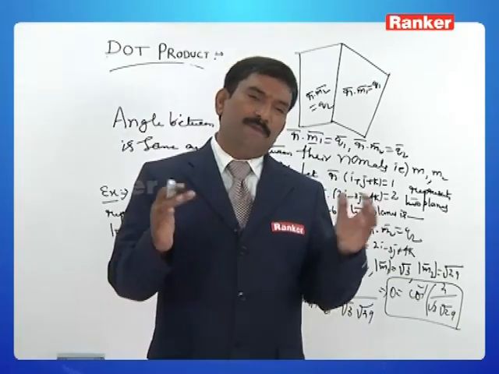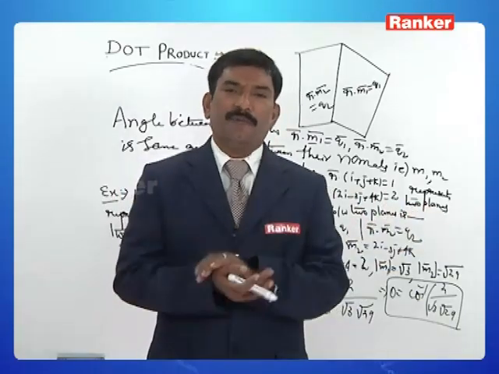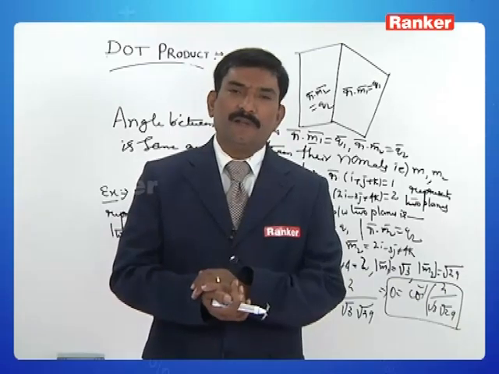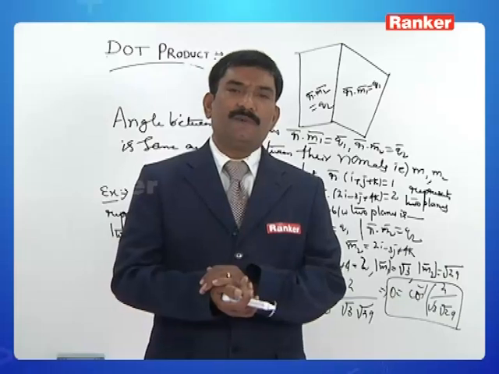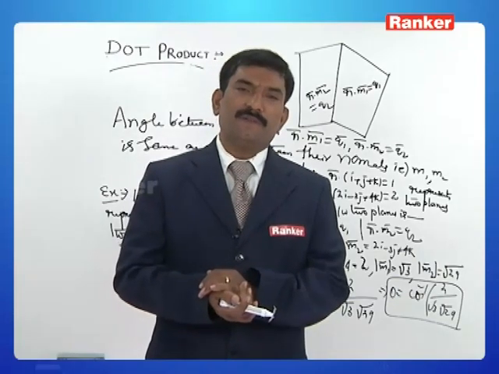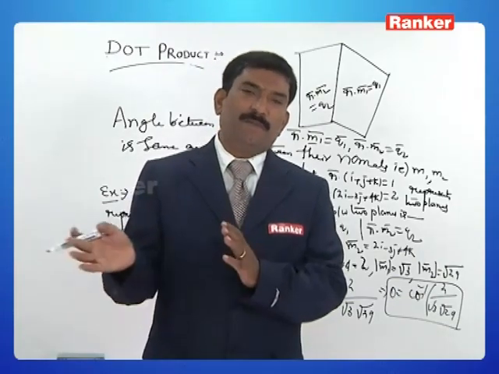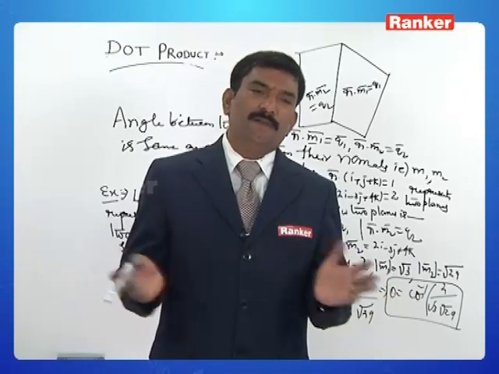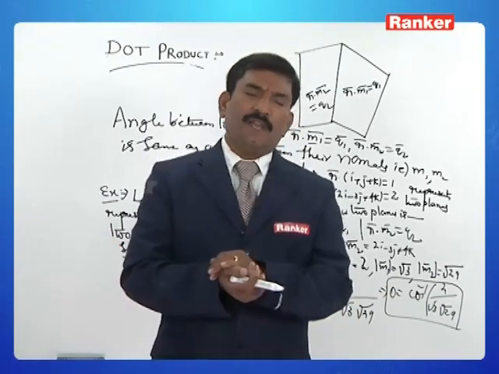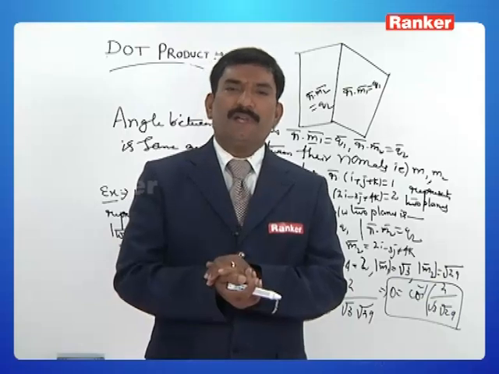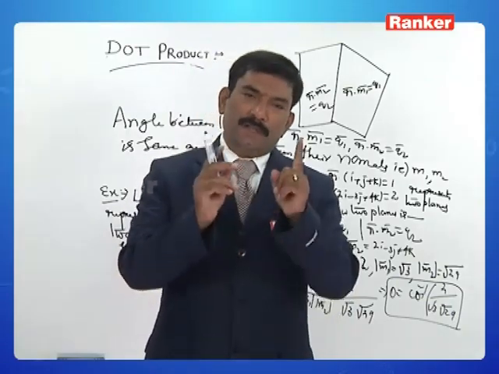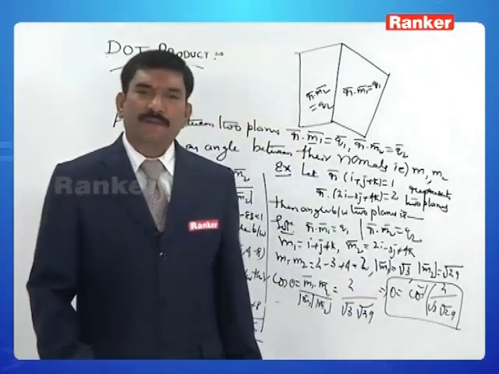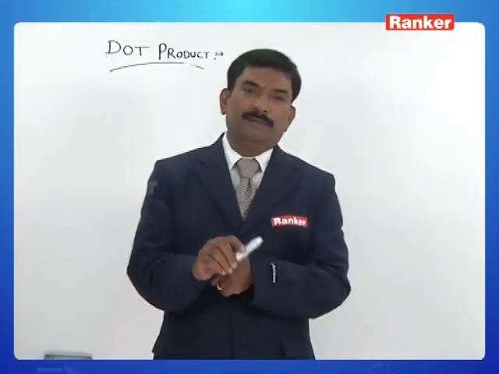The planes may be of any type. The planes may be r bar dot m bar is equal to q1, or r bar minus a bar dot n cap is equal to 0. It may be passing through the point A, or it may not be passing through the point A. Any type of plane may be, the angle between the two planes is the same as the angle between their normals. Followed? Right. Now, look here.